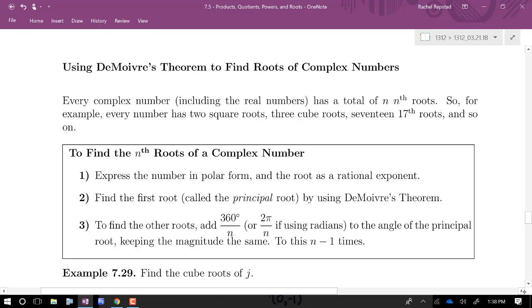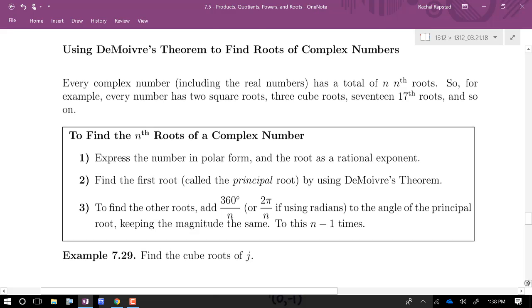There's a certain symmetry and geometry to these roots. De Moivre's theorem will help us find what we call the principal root. That just means the first root. If I'm finding the cube roots, I'll find the principal cube root. The other two will be the same distance from 0, so they'll have the same modulus, but they'll be equally spaced around a circle. If you were to plot these roots, they're almost like spokes on a wheel.